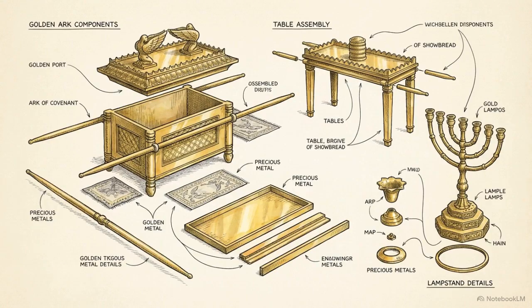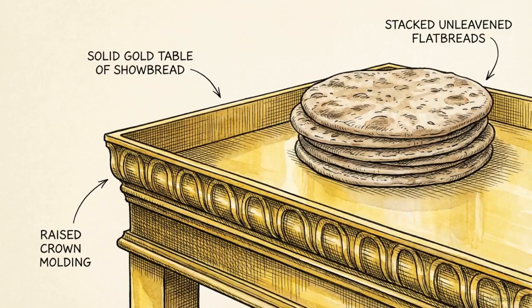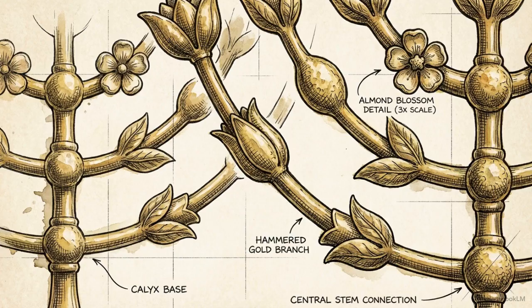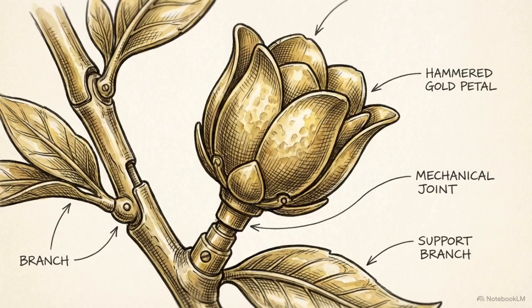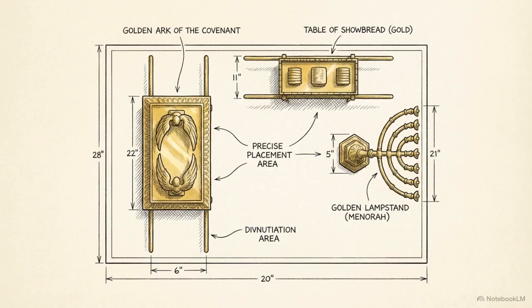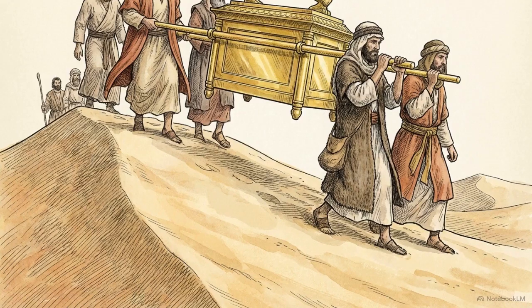This pairs with other inner artifacts, like the table of showbread and the golden lampstand, with its repeating biological geometry of calyxes and almond blossoms. These central objects establish a clear design philosophy. The architects combined material wealth with a functional handling system for immediate transport.